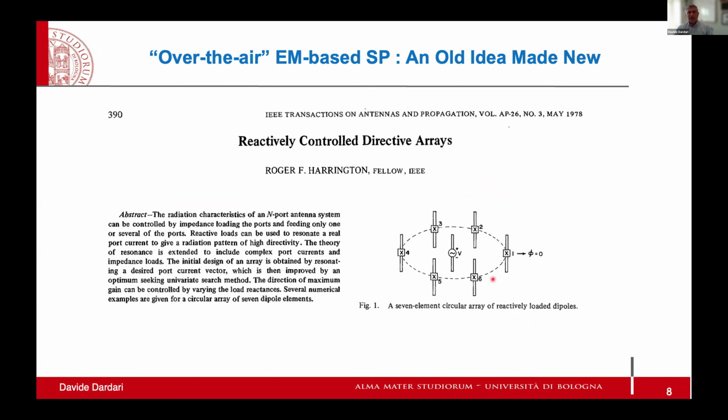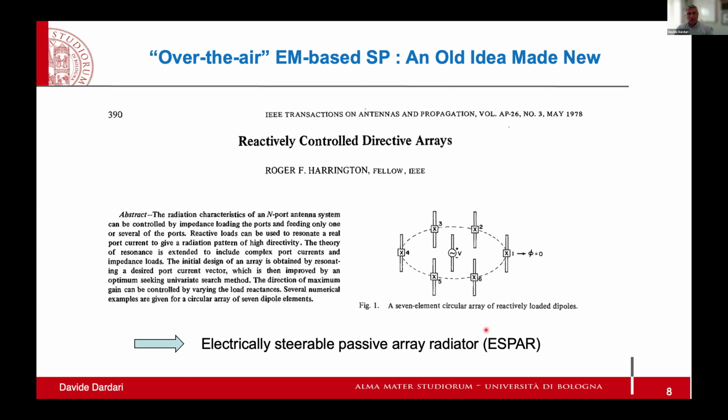But I would like to mention that the idea is not very new, because the main idea of considering one active element surrounded by passive antenna elements with reconfigurable reactive loads dates back to 1978 in a famous paper by Roger Harrington. At that time, the purpose was to configure these scattering elements in such a way that we can shape the radiation diagram by using just one active element. So this idea has been extended in recent years, and today this structure is called ESPAR, electrically steerable passive array radiator.